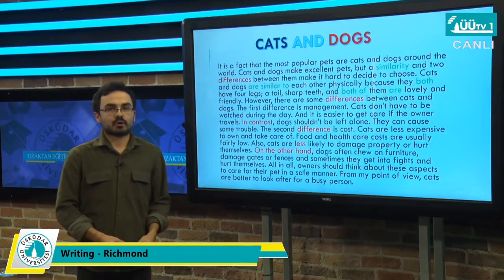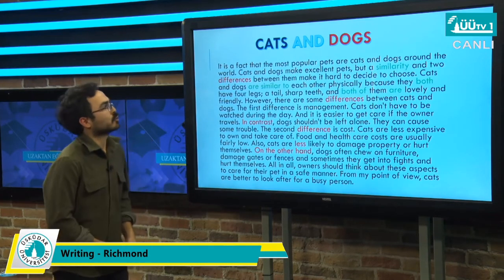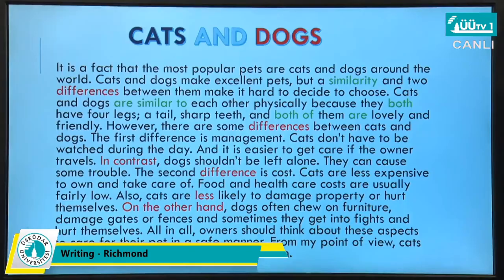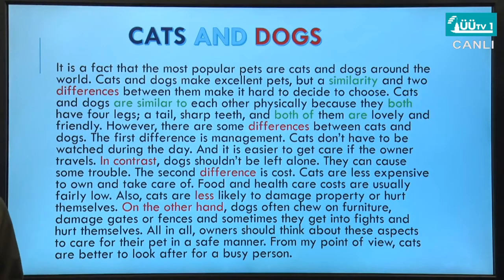So let's talk about an example comparison and contrast paragraph. Cats and dogs. Okay, this title is Cats and Dogs. It is a fact that, okay, let's try to understand what this writer wants to do with this paragraph. It's a fact that the most popular pets around the world are cats and dogs. Cats and dogs make excellent pets, but a similarity and two differences between them make it hard to decide to choose.